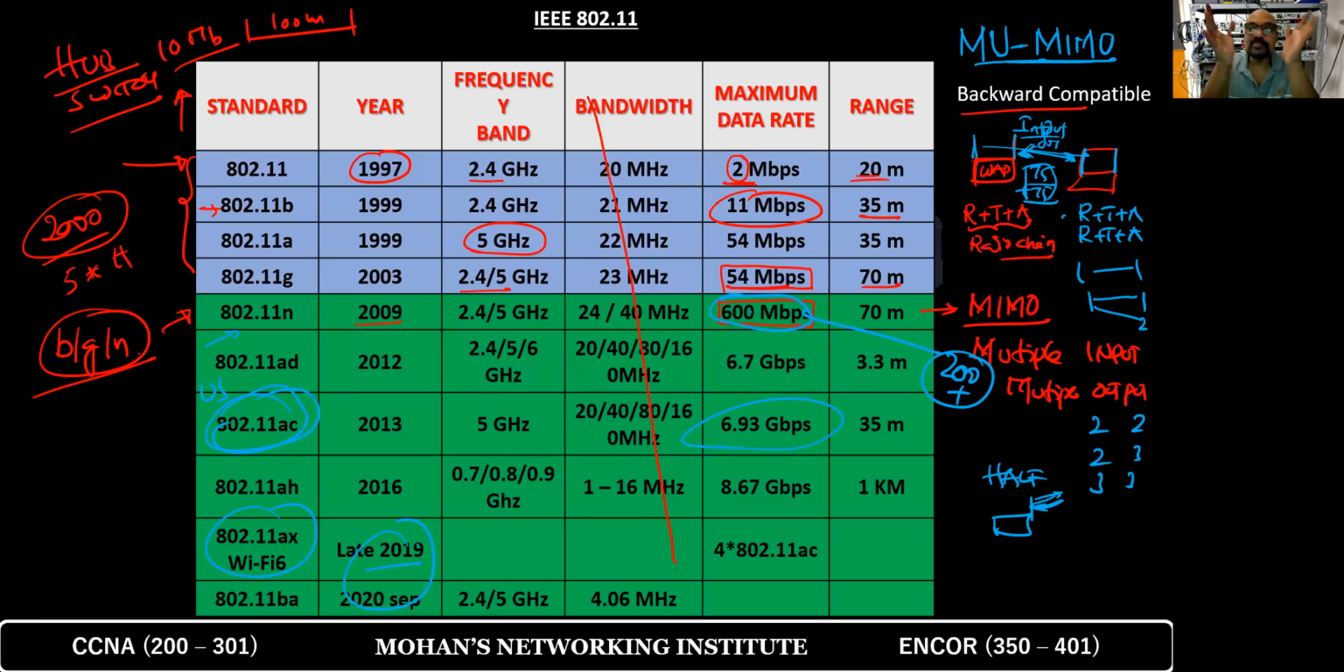Right? So these are the terms which they ask you in the exam. What is multiple inputs, multiple outputs, radio chains. This is how the concept works. Is it clear? Any doubts?